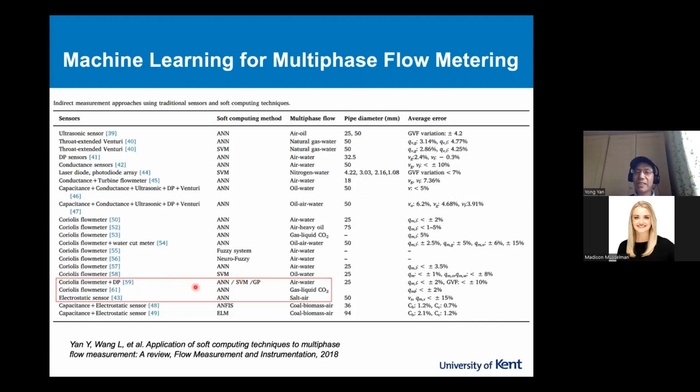We did a quick survey in 2018, that's 4 years ago, and we did a quick search here. There are a lot of research activities going on in the academic community and industrial sectors. You can see on the left, all sorts of sensors have been used. They're quite cheap and well established. You can see the methods they used for the data-driven modeling, mostly artificial neural network, SVM, plus some other more complex ones. The targets are air-oil, quite common, air-water, and so on, even gas-solid. This red box indicates the papers we published. My team has been working on this over the past few years, so we have some experience.